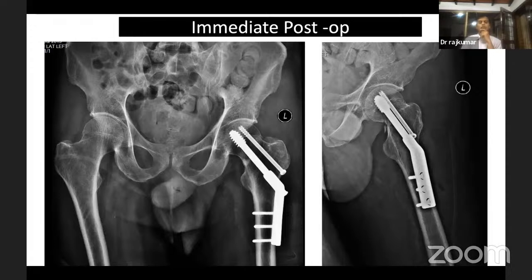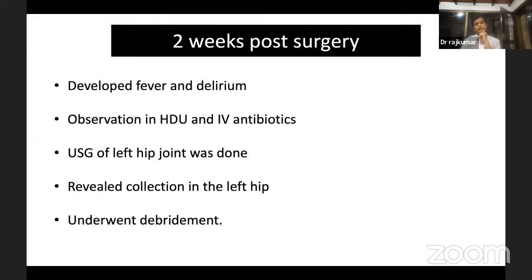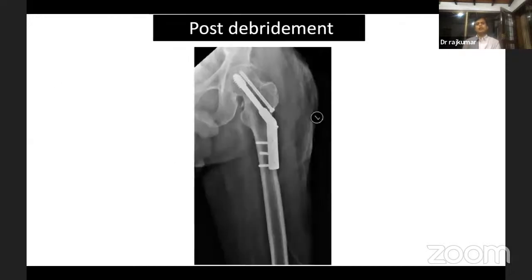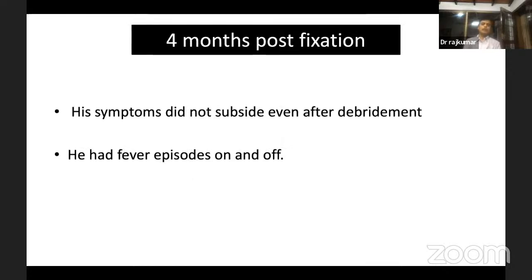Anyway, here the surgeon decided to put in a derotation screw and a DHS. Immediate post-op was fine. After 2 weeks, the patient developed fever, delirium, went to ICU. Left hip joint USG was done, and some collection had developed in the hip joint. The trauma surgeon, after 1 month, did a debridement for the patient because he had a collection in the hip.